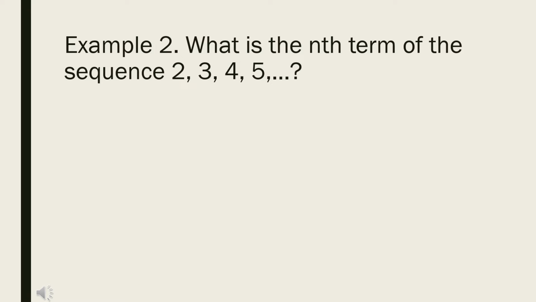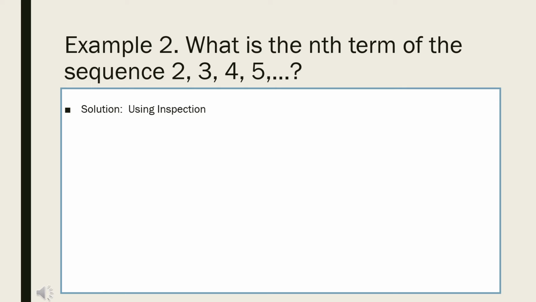Alright, let's try another example using inspection. Example 2. What is the nth term of the sequence 2, 3, 4, 5, and so on and so forth? So again, the first thing that you're going to do is to count the number of terms. From the given, we have 4 terms. So you'll just write 1, 2, 3, and 4 for n. Next would be its corresponding term. So the first term is 2, the second term is 3, the third term is 4, and the fourth term is 5. From there, we are going to look for the connection from n to a sub n.